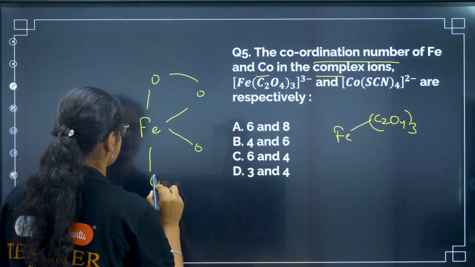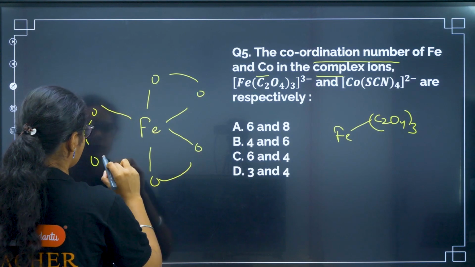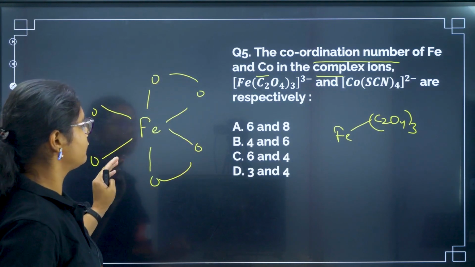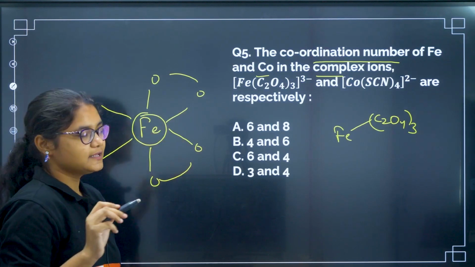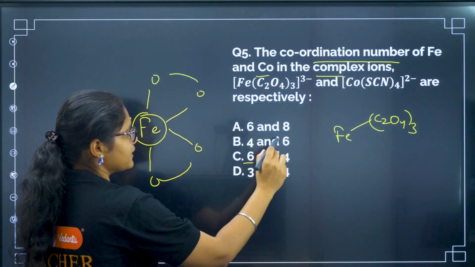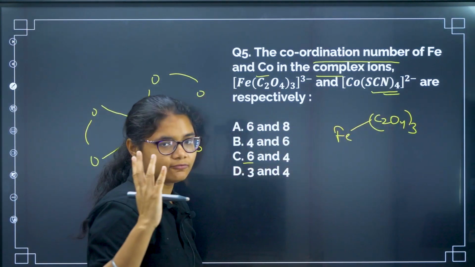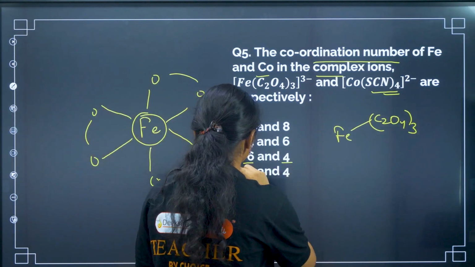Okay, this is the structure. I'm not doing the complete thing, but C2O4. How many bonds are there for the metal? 6. So first will be 6, and then for CO, SC and 4. We have 4 ligands, so the coordination number will be 6 and 4.